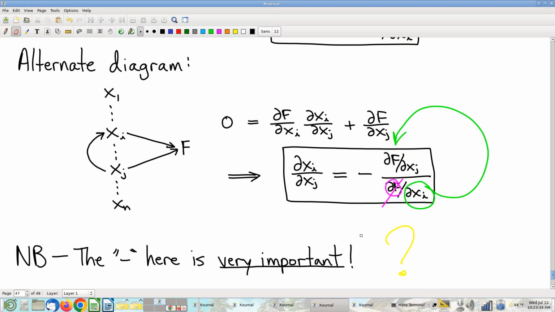You cannot cancel these things. You cannot cancel these things. These represent changes in f, sure, but they represent changes in f in entirely different scenarios. In one scenario, xj is a variable and xi has to be constant. In the other scenario, xi is a variable and xj has to be constant. They're totally different partial f's. They represent how much f changes in different stories, basically.